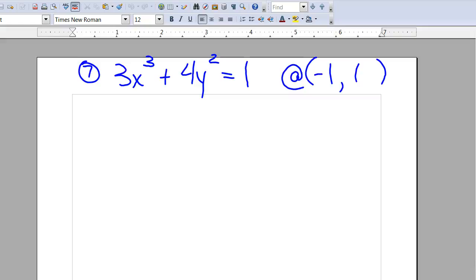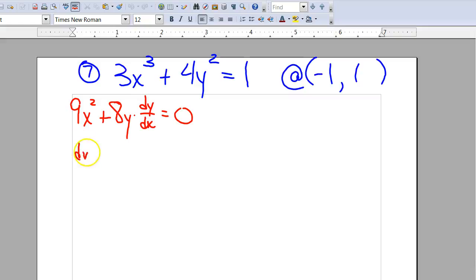If you're just plugging in, is there any benefit to simplifying first? Not really, because you might make your life easier because it was simpler to plug into, but you might screw up the simplifying and take more time. That's what I'm worried about. So I'm not going to do the plug back in thing. I'm just going to plug in kind of as we go. So you'll see what I mean. So the first derivative will be 9x squared plus 8y times dy dx equals 0.